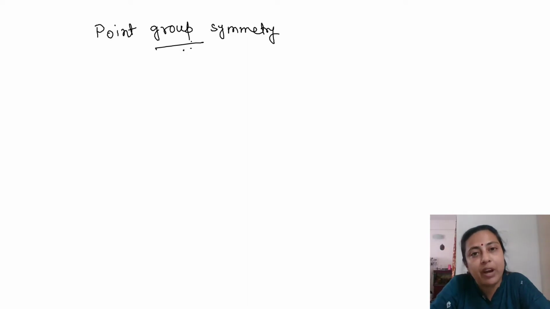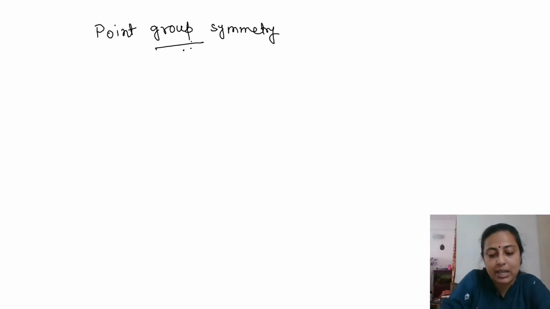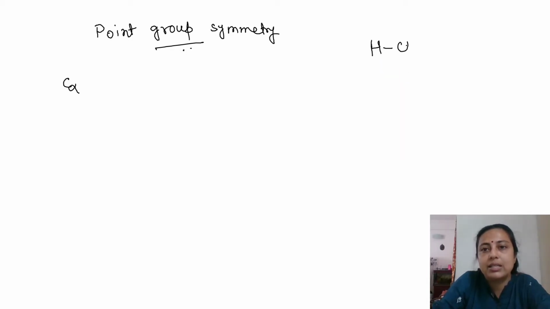Now for finding out the point group symmetry of a molecule, we need to follow a few sequences. First of all, we need to find out whether the molecule has a C infinity axis. As an example, let us take the HCl molecule. The HCl molecule looks like a cylinder.